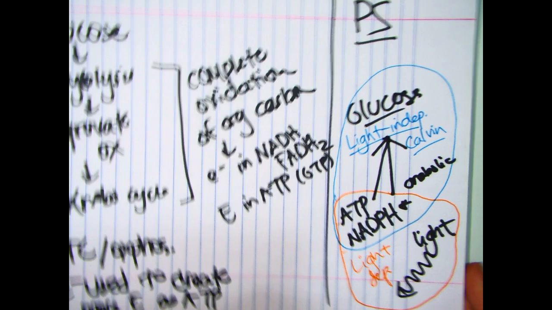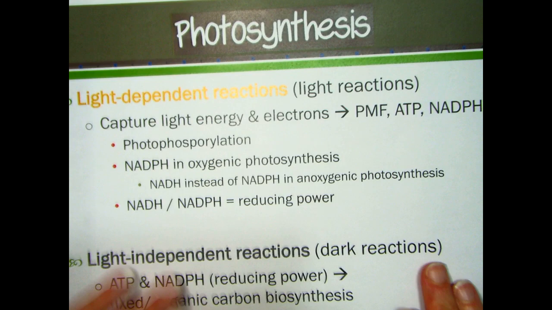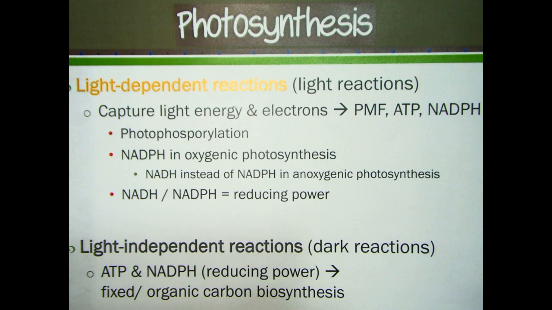Okay, so this is just to get you going before we start on the actual slides. Okay, so this is your official photosynthesis introduction slide, where your light-dependent reactions are the ones that require the sunlight. So somewhat obviously, these happen primarily during the day. In super old textbooks, sometimes these are called the light reactions, and the light-independent ones are called the dark reactions.